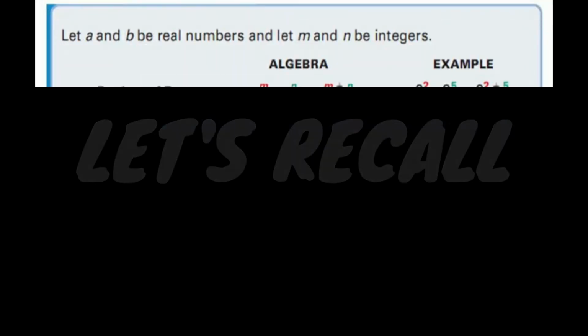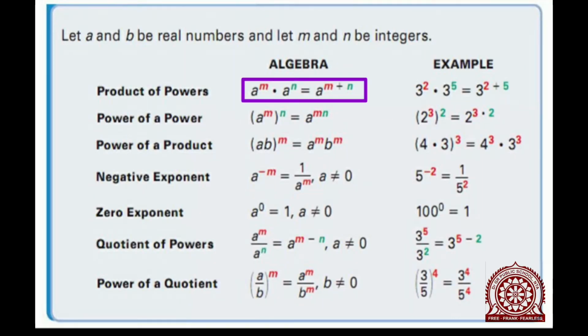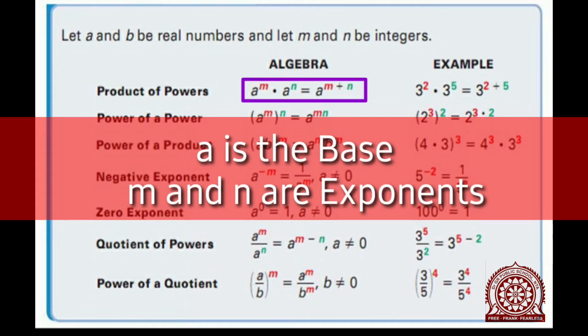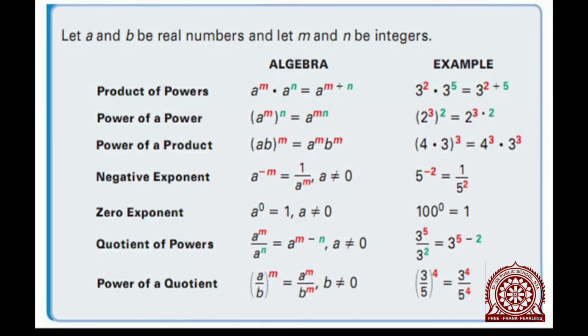Let's recall these laws of exponents. First one, a raised to m into a raised to n is equal to a raised to m plus n. Here, a is called base and m and n are powers, or we are calling them exponents. So here, if we want to multiply two exponential forms with same base, what we have to do? We have to write the same base and we have to add the powers.